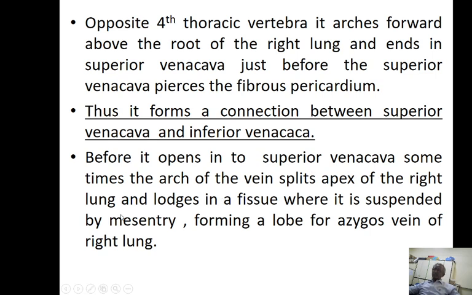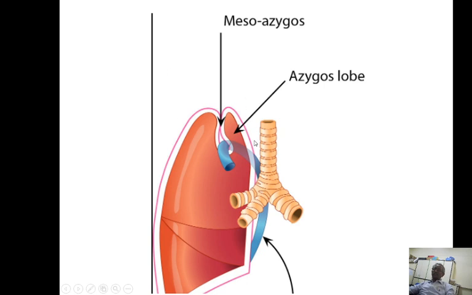Before it opens into the superior vena cava, sometimes the arch of the azygos splits the apex of the right lung and lodges in a fissure where it is suspended by a mesentery, forming the lobe of the azygos vein, the azygos lobe of the right lung. So the apex of the right lung is split into the azygos lobe and the apex of the right lung by the azygos vein passing through a part of the apex, and it is suspended by the mesoazygos, which is a part of the pleura.